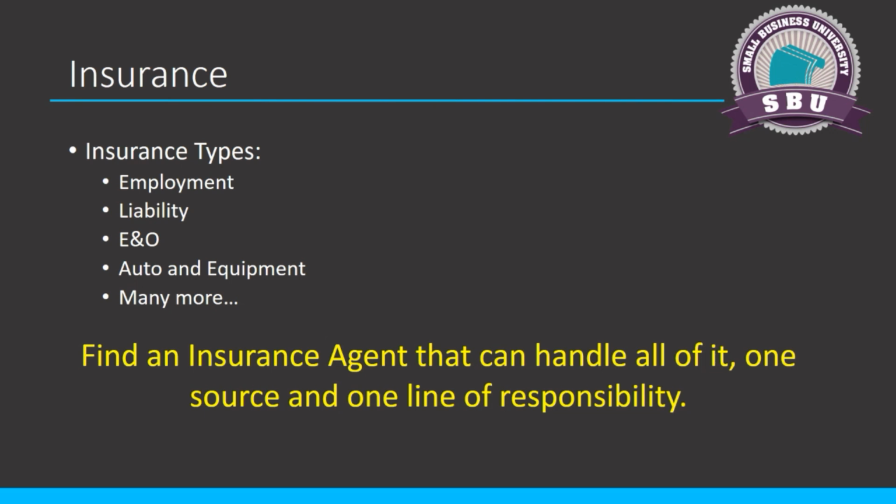E&O, which stands for errors and omissions, is something, if you're a professional like what we do in accounting, we have errors and omissions insurance to insure us against us doing a tax return wrong or doing bookkeeping wrong or something like that. But there's many, many different insurances. Here's my advice. Find an insurance agent that can handle most, if not all of it, and source that need to the agent to where they can kind of be responsible, and you've got one line of responsibility. You've got one person that you go to for all of these things.